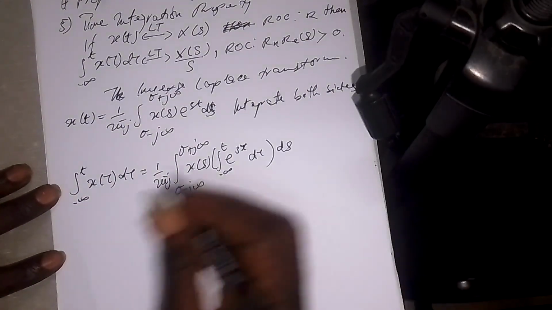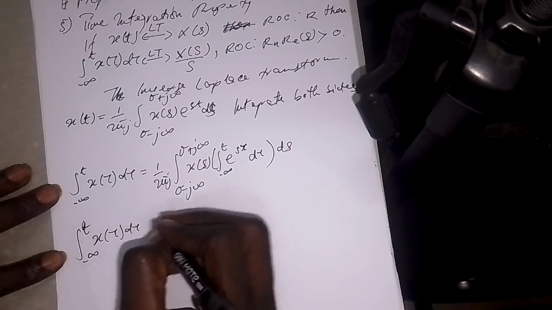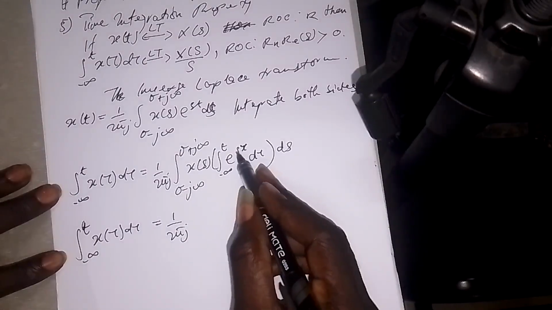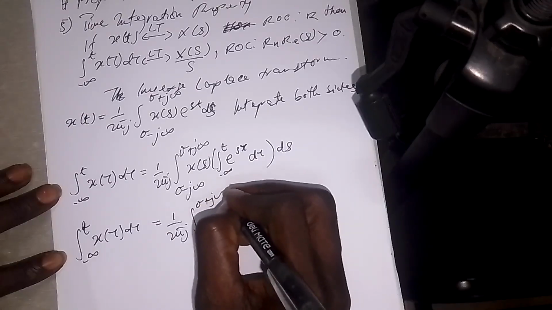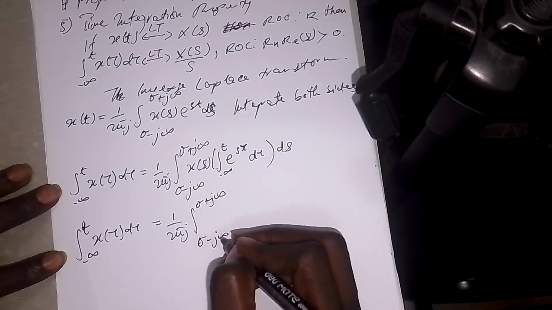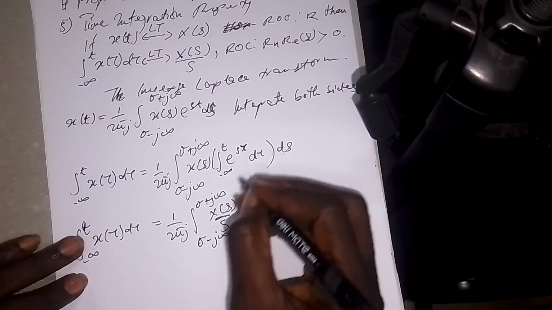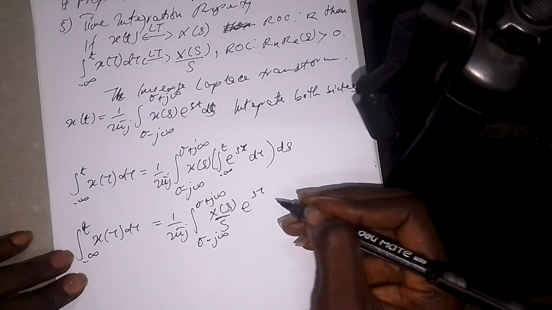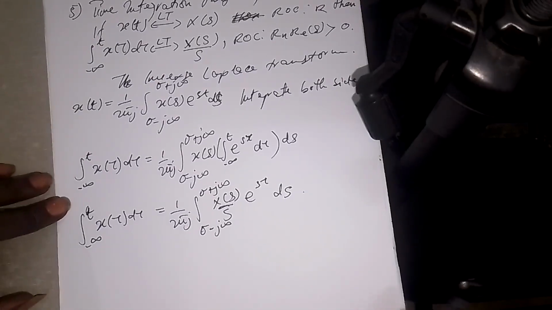So the integral from minus infinity to t of x of tau d tau equals 1 over 2 pi j. If I integrate with respect to tau, I get e to the s tau divided by s. So I have the integral from sigma minus j infinity to sigma plus j infinity of X of s over s times e to the s tau ds. If I have this, my proof is complete.